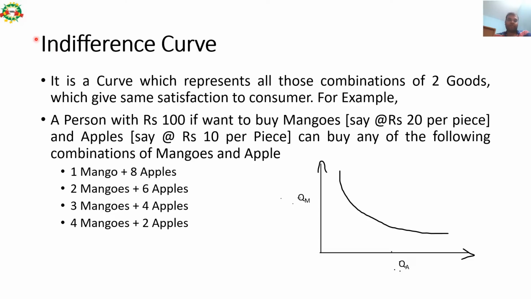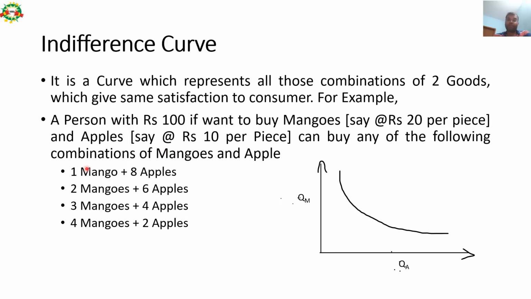The next important terminology is indifference curve. It is nothing but a curve which represents all those combinations of 2 goods which give the same satisfaction to a consumer. For example, a person has 100 rupees, and he wants to buy mangoes and apples, and say the price of each mango is 20 rupees per piece and the apple costs 10 rupees per piece. So this person can buy various combinations of mangoes and apples with these 100 rupees.